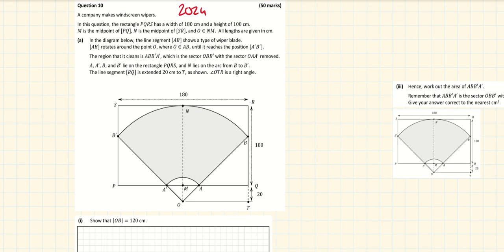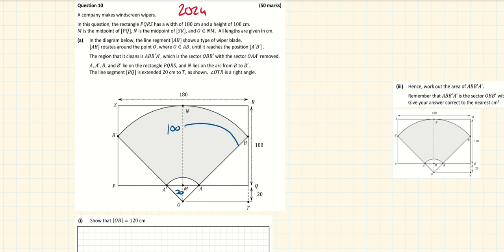We're first told to show that OB equals 120 centimeters. So let's just first look at this. So we've got 20. The thing is, on a circle, these are sectors, so remember they're part of a circle. So these are all going to be the same distance. So if you have 20 here, up as far as M, you have 20. So you can see that up to here, it's 20. And up to here, it's 100.